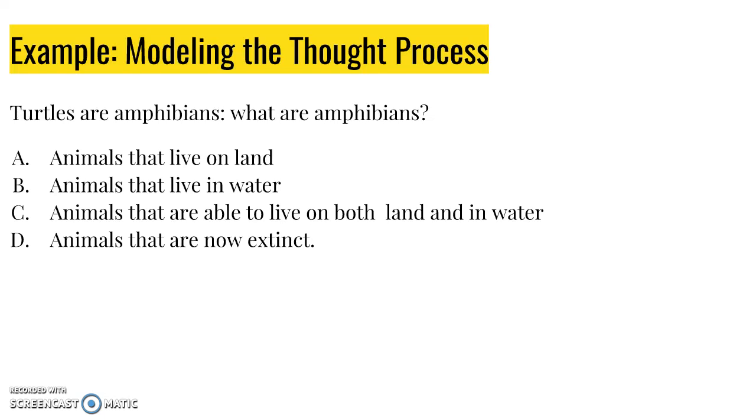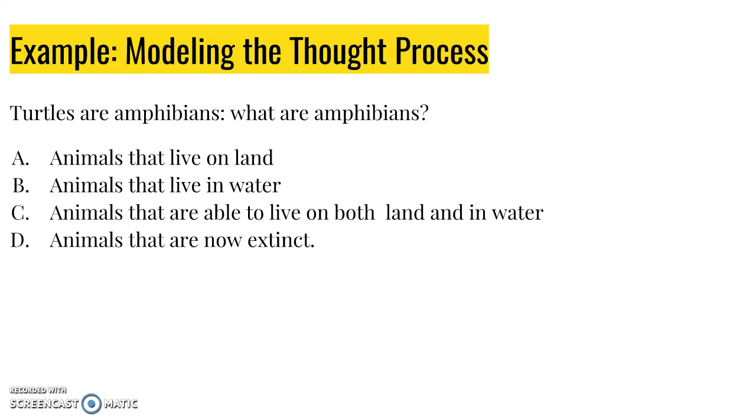Let's look at option A. Animals that live on land. Do we see turtles that live on land? The student will probably say yes. Okay, it is a good practice to always look at all of our options. So even though option A is true, let's look at letter B. Animals that live in water. Can turtles live in water? Yes, they can. So both option A and option B are somewhat correct.